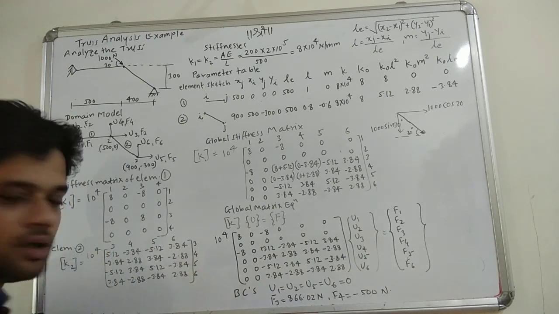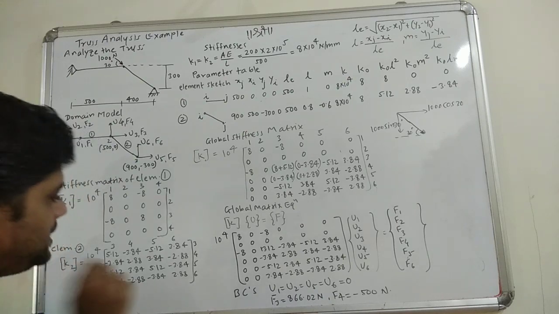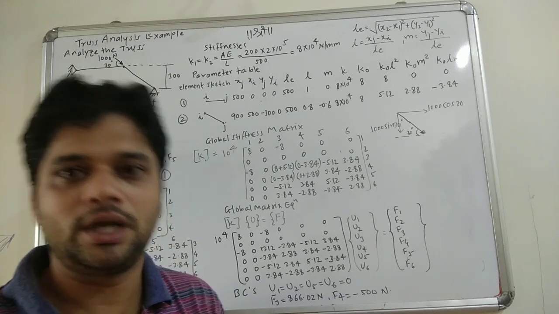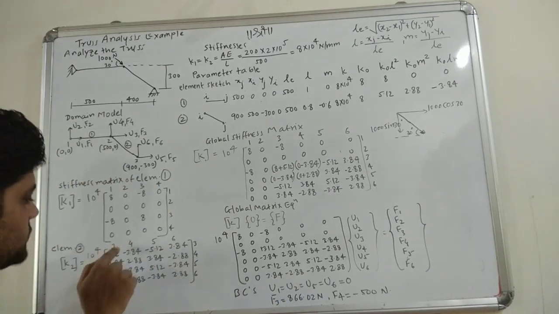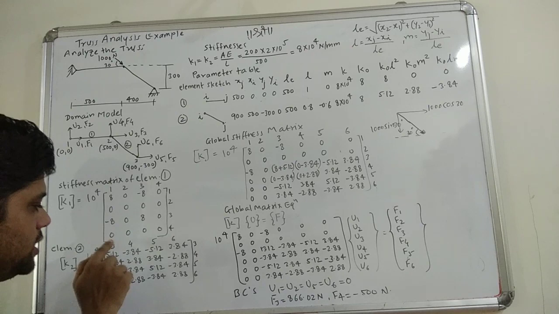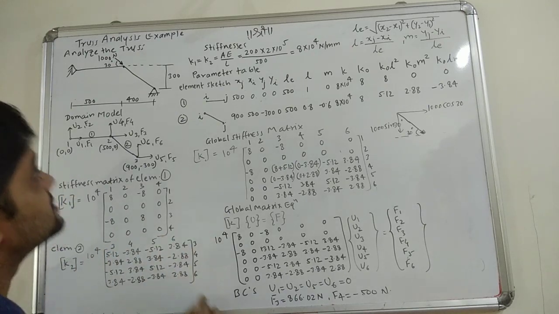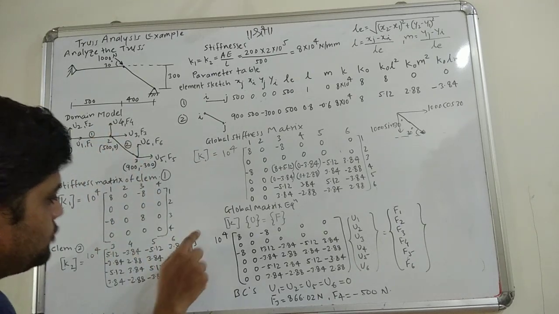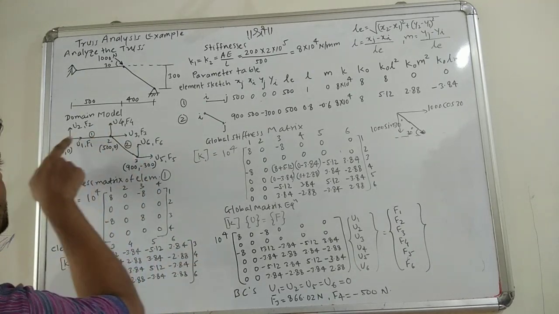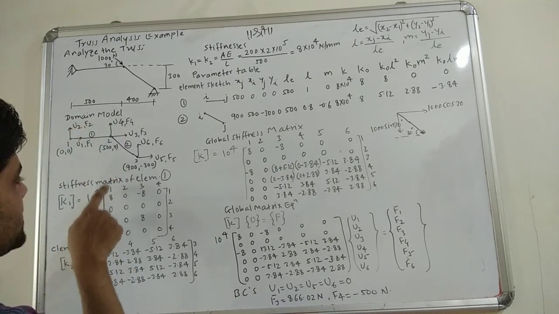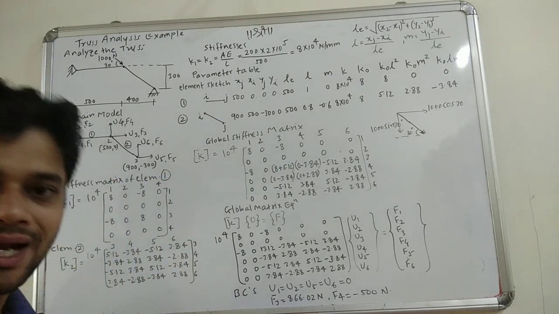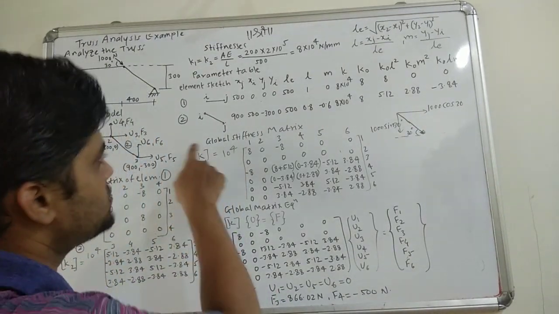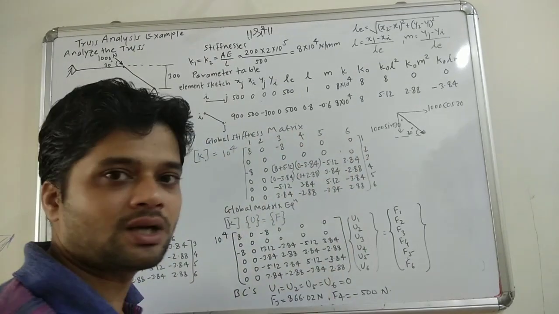If I write the DOF numbers, that will help me in compiling these values into a global stiffness matrix. So here the DOF numbers are 3, 4, 5, 6, 3, 4, 5, 6. They are coming from here. The first one came from here, 1, 2, 3, 4, so I have 1, 2, 3, 4, 1, 2, 3, 4. That helps us in compiling the global stiffness matrix for the truss element. So that's what we are going to do.